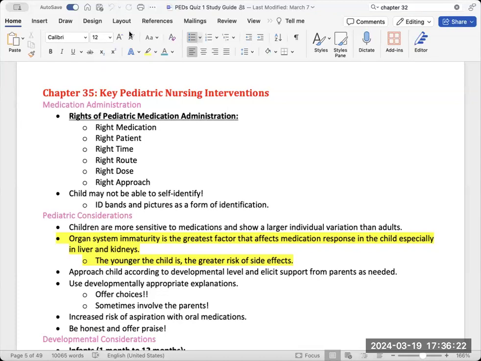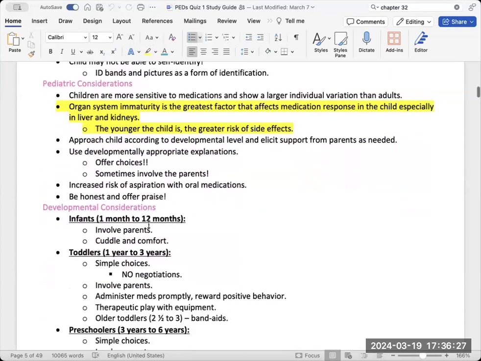You need to have an ID band and usually pictures for children, okay? The next thing is that we're talking about our children, right? The little babies. Children are more sensitive to medications than an adult is, and that's because they have immature organs still. That is why it will actually affect their medication response. Children will have a higher medication response, meaning they'll have greater side effects because they have organ immaturity.